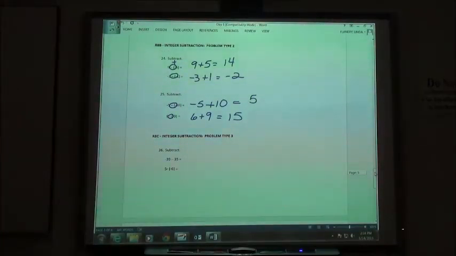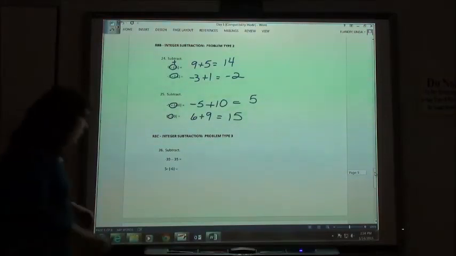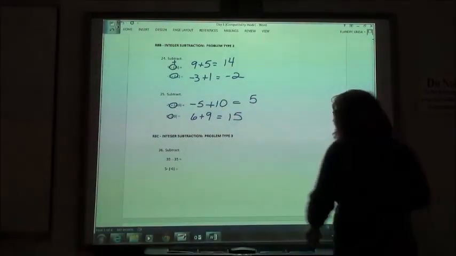So now when you get to type 3, now they're going to take all those rules and blend them into a whole bunch of problems, mix them together.